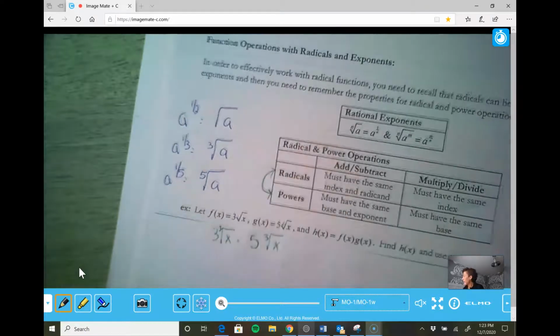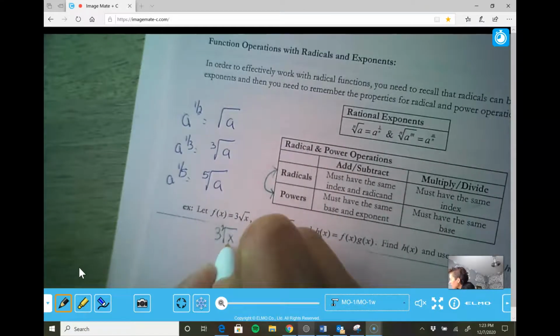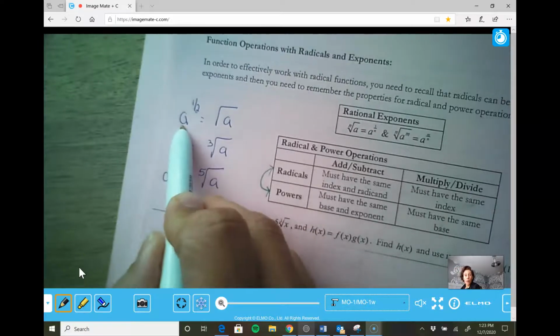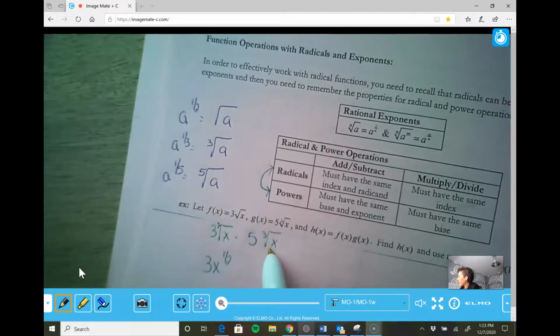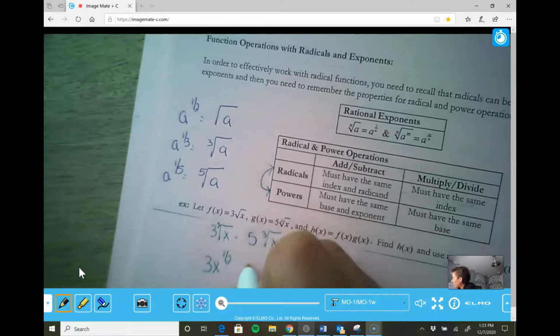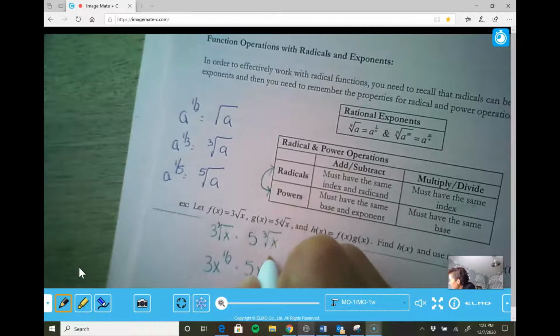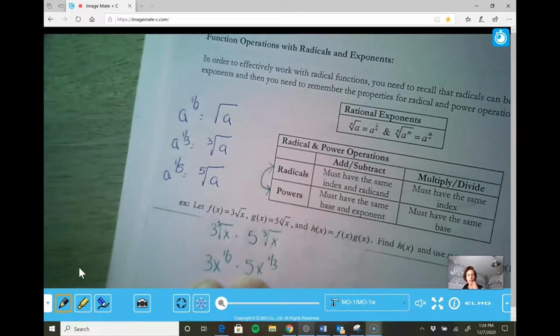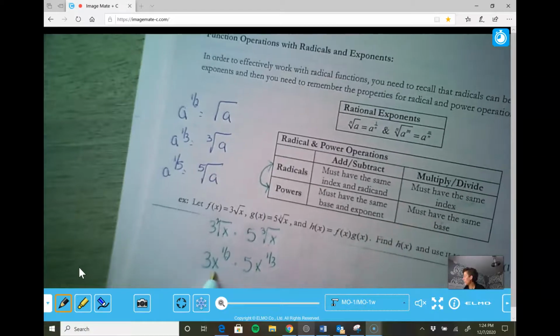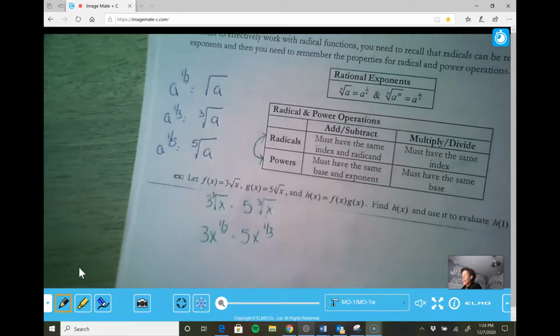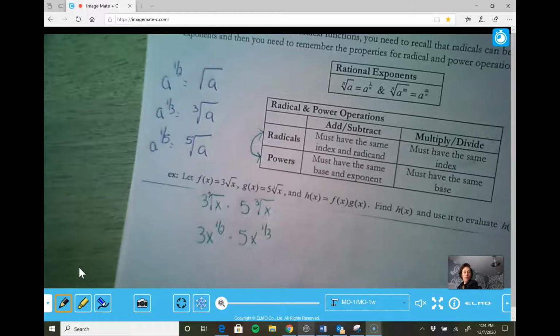So I'm going to take this idea of what I wrote up here, and this is going to be the square root of x is like the 1/2 power. And then there's the 3. And the cubed root of x, that's like a 1/3 power. And now when I look at this, these are powers. This is an exponent problem. And as long as they have the same base, which they do, they're both x's, I can do this. I can do what we did on a warm-up.